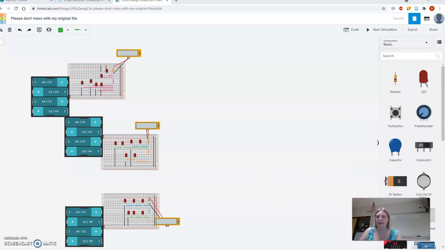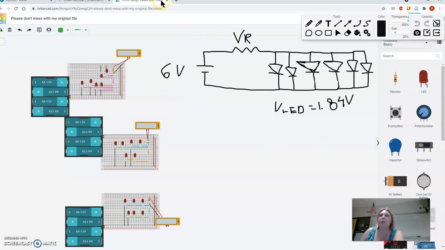Hi everyone. So today we will be talking about the last part of our series puzzle, and that is the power calculations, or the wattage calculation, for your circuit. So I'm going to go back to the solutions that we had when we had just one resistor and 6 LEDs. And this is the circuit diagram that we had in that solution.